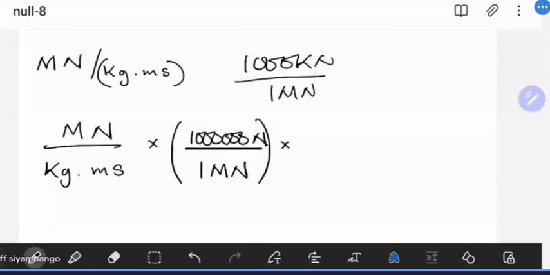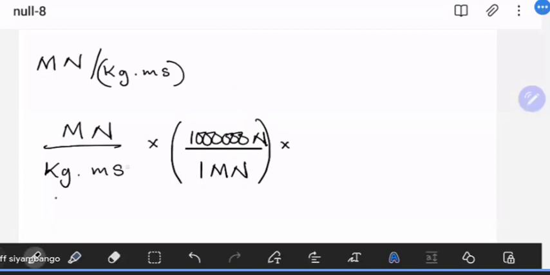If it was kilonewtons, it would have been this. But we know to say the kilonewton is not the SI unit for force. That is why we're going all the way to newton. So that converts the mega newton to newton. Now, kgs. Kg is already SI, so we will not tamper with it. We'll leave kg the way it is.